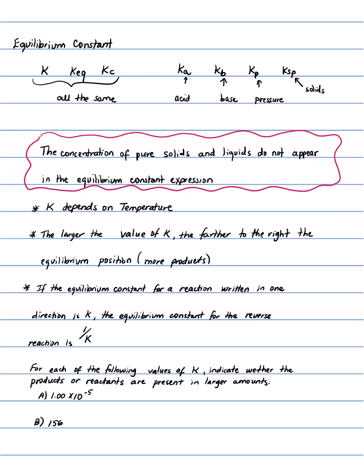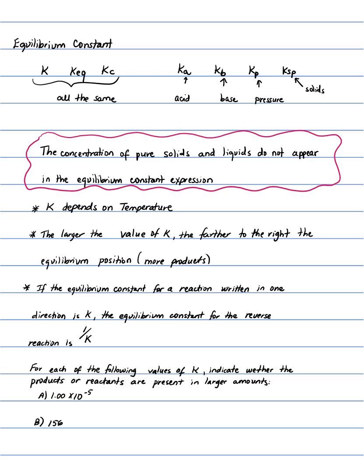Now we use some other notations to identify the equilibrium constant. For example, we have Ka. K is still the equilibrium constant, but now that A is what we use to represent an equilibrium constant for the dissociation of an acid. Kb is what we use to represent the equilibrium constant for the dissociation of a base.